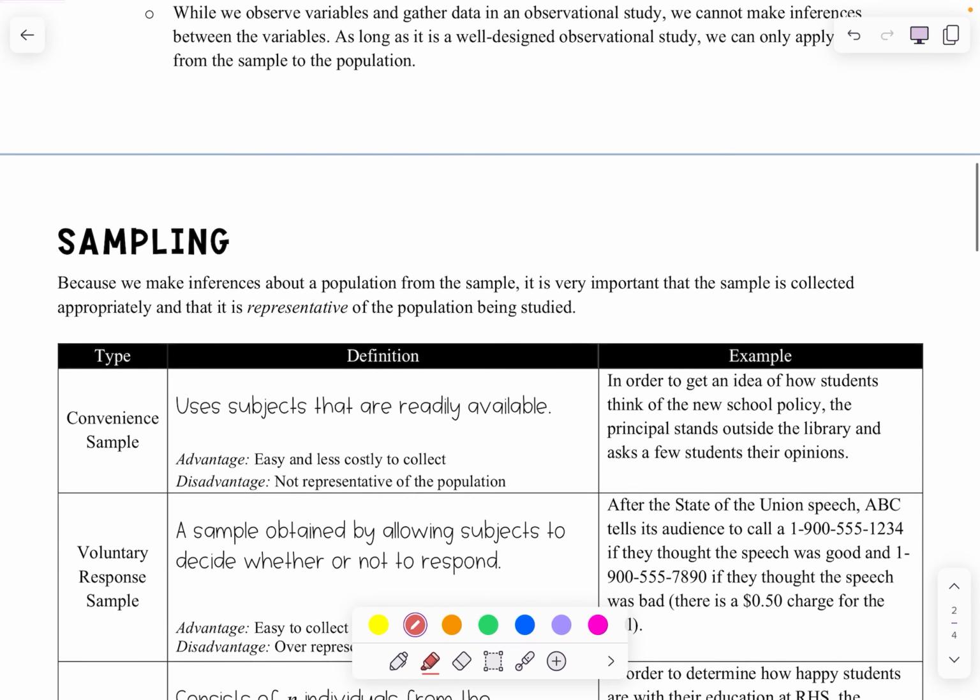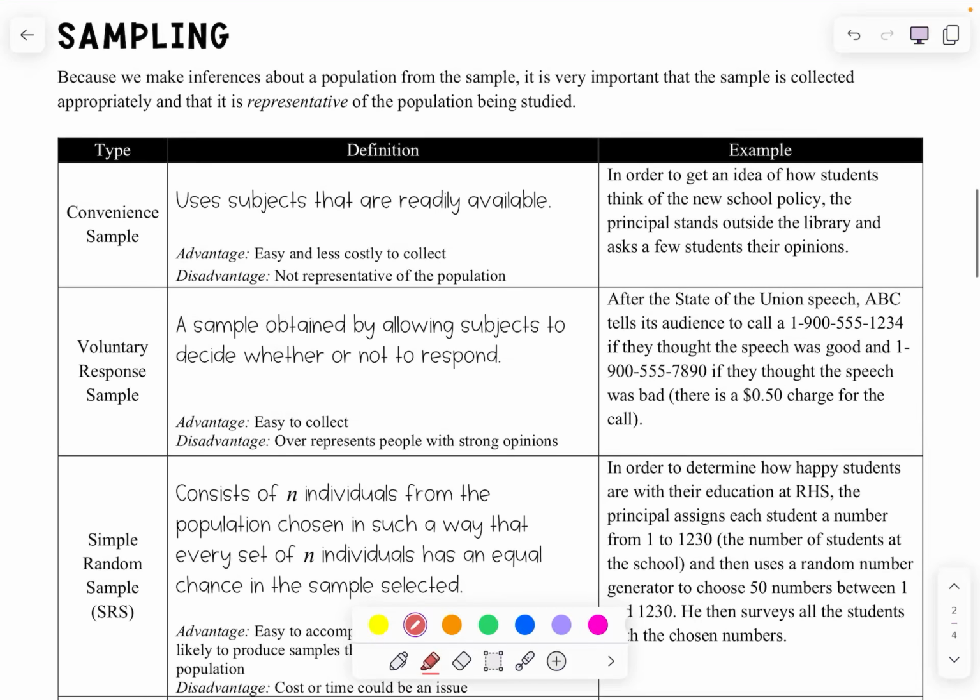Okay, now here's where I filled in some of the blanks for you so that you didn't have to do a ton of writing today. In sampling, we want things to be represented well. We want the population to be 100% represented in terms of all of the different groups that we have. There are good methods and there are bad methods. The first thing we're going to talk about are the bad ones.